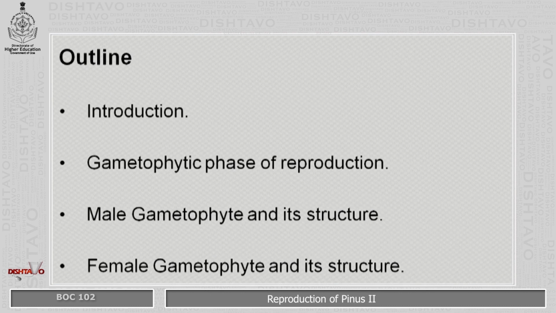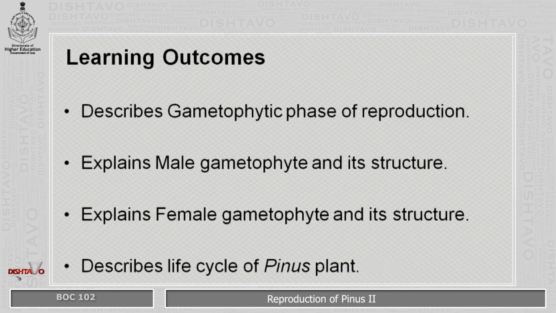Outline: Introduction, gametophytic phase of reproduction, male gametophyte and its structure, female gametophyte and its structure, learning outcomes. In this, students will be able to describe the gametophytic phase of reproduction, explain the male gametophyte and its structure, explain the female gametophyte and its structure, and also describe the life cycle of the Pinus plant.